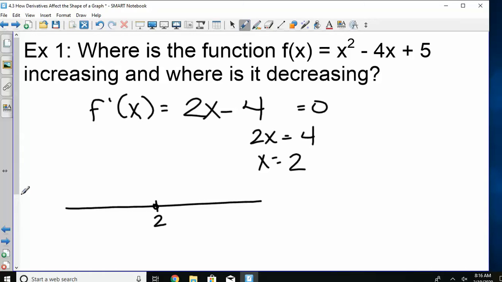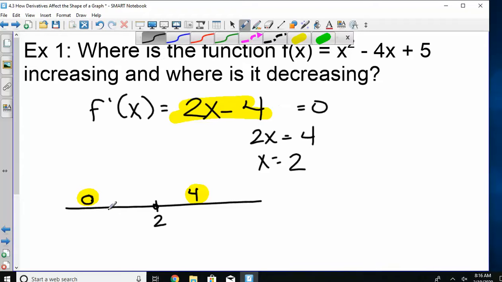So without looking at a graph to tell me, what we can do is pick some test points. For everything smaller than 2, it's always doing the same thing. It's either positive or negative. It's also true for everything greater than 2. So you just pick a test point. Give me a number smaller than 2, like maybe a 0, and something bigger than 2, maybe a 4. And what I'm going to do with those is plug them in to the derivative, because I need to know if the derivative is positive or negative.